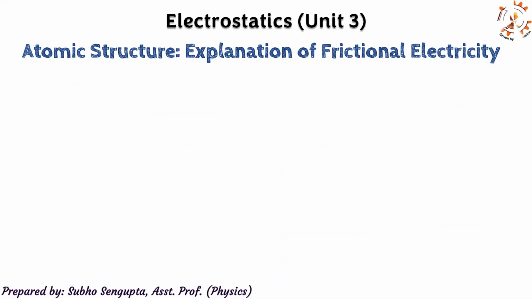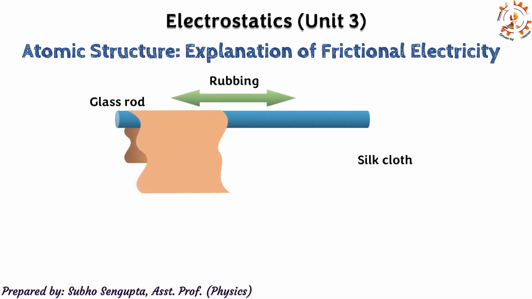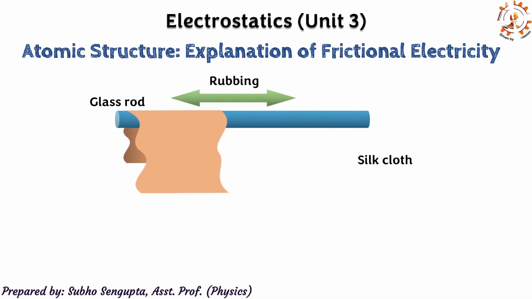Now, we will do one simple activity, and we will try to explain the outcome of the activity based on the knowledge we have just gathered about the frictional electricity. Suppose we have a glass rod and a piece of silk cloth. Initially, both the substances are neutral. Now, we rub the glass rod with the silk cloth.